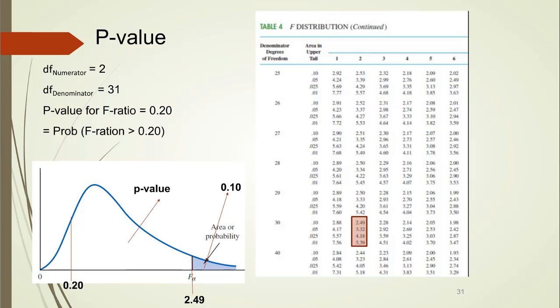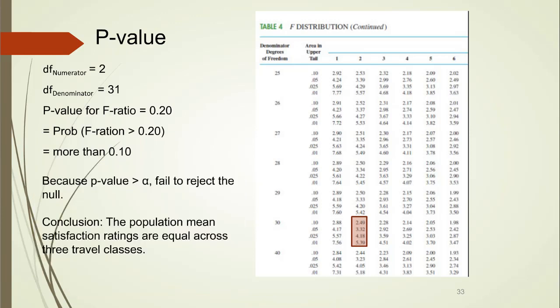Our test statistic is 0.20, which is much smaller than 2.49, meaning 0.20 is on the left-hand side of 2.49. So its corresponding upper-tailed probability should include the upper-tailed probability for 2.49. That means our p-value is much bigger than 0.10. Therefore, we would reject the null and conclude the population mean satisfaction ratings are equal across 3 different travel classes.